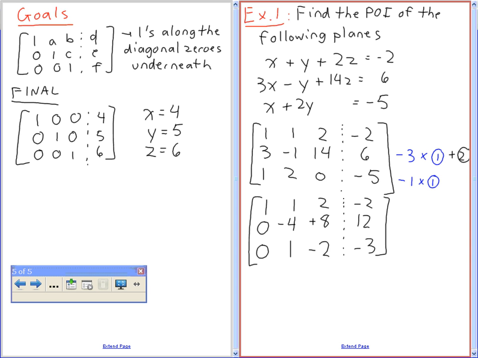Okay. Our next goal is to get a 1 in the middle. Can anyone see how I can get a 1 in the middle?